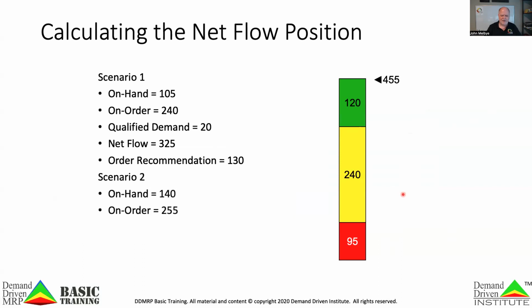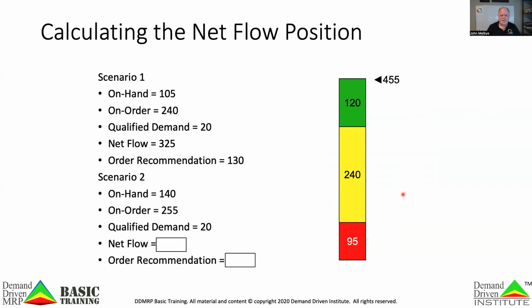In scenario 2, we have on hand 140, on order 255, qualified demand of 20. That means we're going to have a net flow of on hand plus on order is 395, minus 20 is 375. 375 when compared to the buffer, if we look at our top of yellow, which is 335, right? 240 plus 95. So 335 is my top of yellow. That means my net flow in scenario 2 is up here in the green zone, so we don't place an order at all. Our minimum order quantity becomes the green zone. Even if we don't have an MOQ, we will never order less than the green zone in most cases.